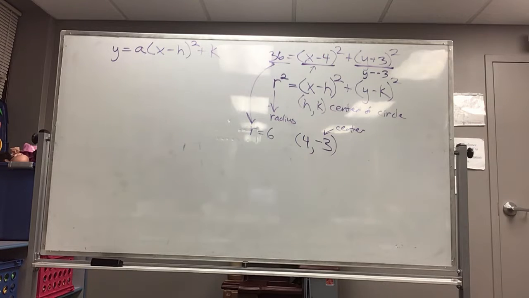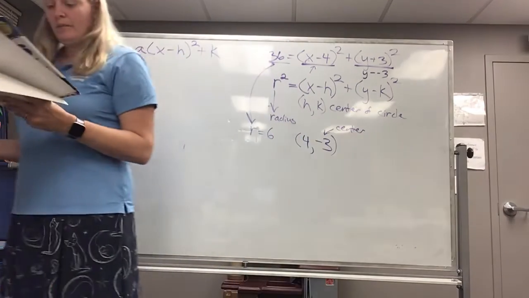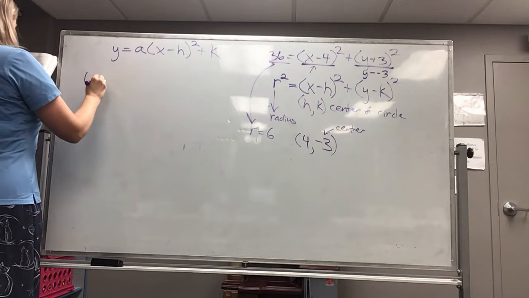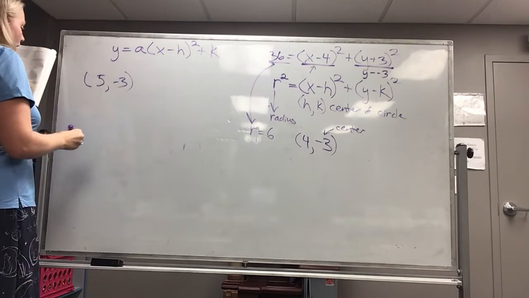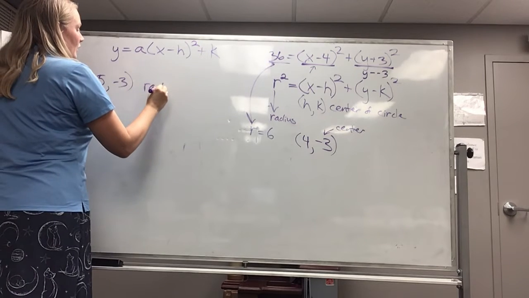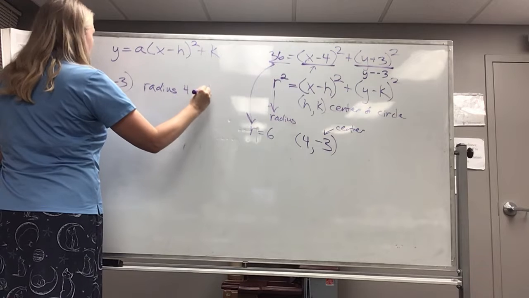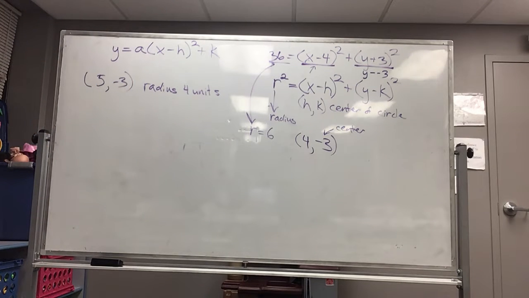very simple, says a circle in the standard xy coordinate plane has a center of (5, negative 3) and a radius of 4 units. Write the equation of the circle.